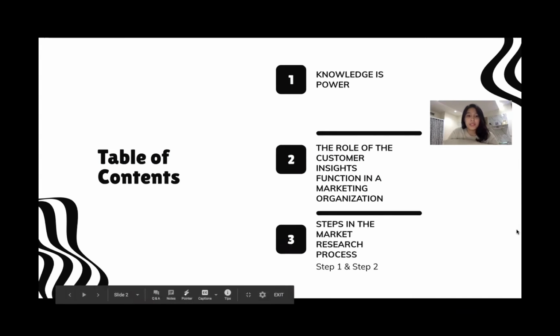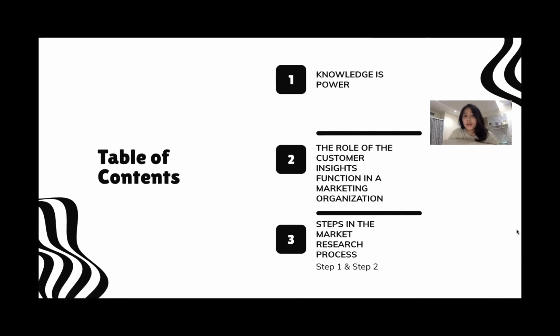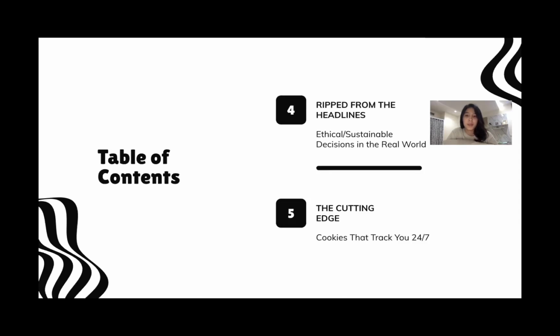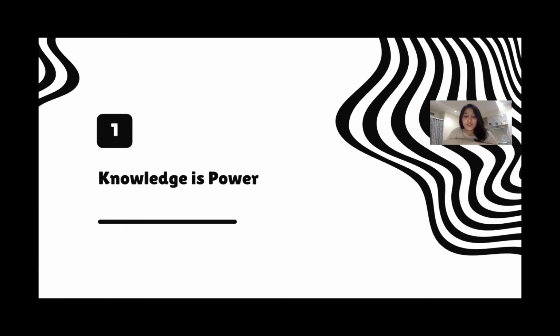We have the table of contents here, which consists of 5 subtopics. The first one is knowledge is power. The second one is the role of the customer insights function in the marketing organization. The third one is steps in the market research process. The fourth is ripped from the headlines. The fifth is the cutting edge. So the first one is knowledge is power.